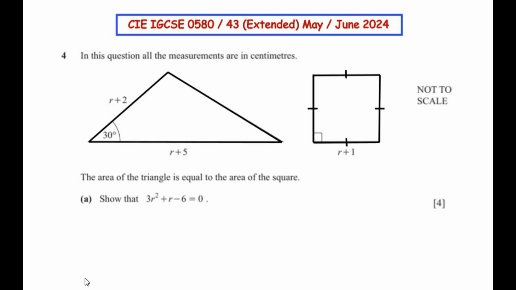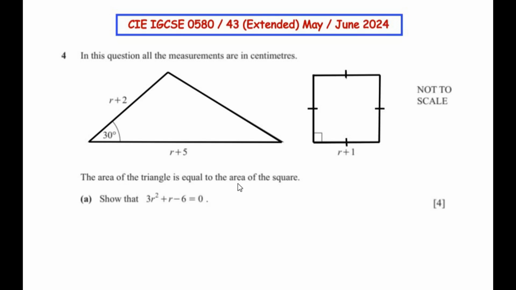In this video we are going to solve the fourth question from CIE IGCSE 058043 extended paper from May-June 2024. Now this question is from mensuration. In this question all the measurements are in centimeters. The area of the triangle is equal to the area of the square. Show that 3r² + r − 6 = 0.